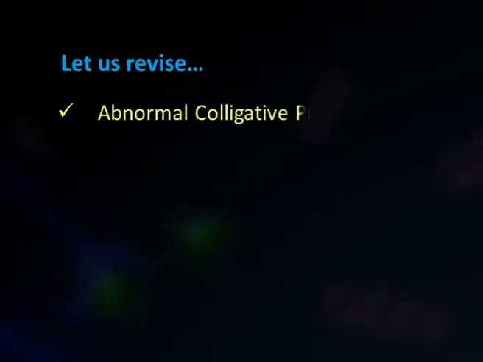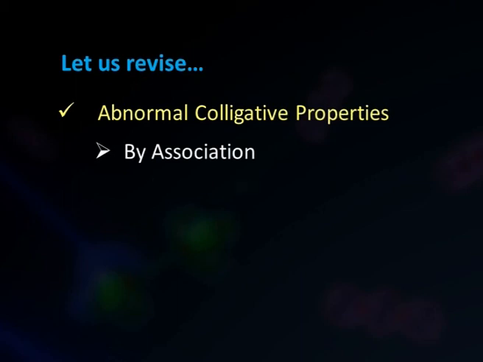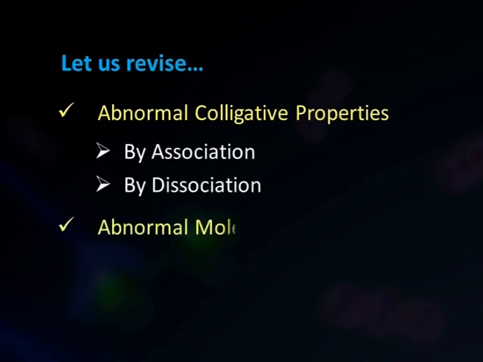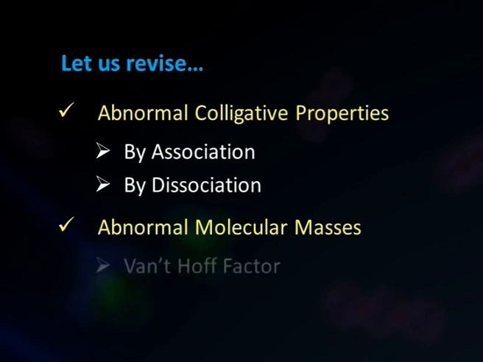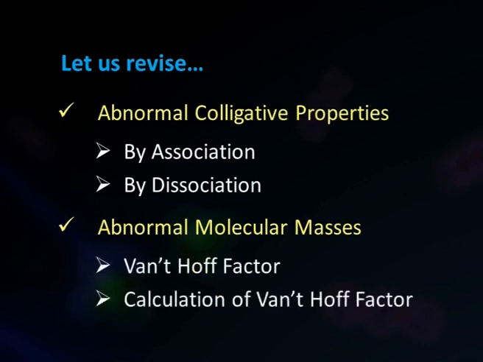In this unit, we discussed abnormal colligative properties by association and dissociation, abnormal molecular masses again by association and dissociation, Van 't Hoff factor and calculation of the Van 't Hoff factor. With this, we also come to the end of the unit Solutions, Dilute Solutions and Colligative Properties. I hope you are now able to understand this unit in a better way.